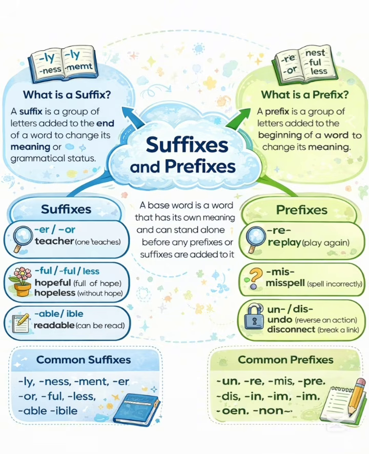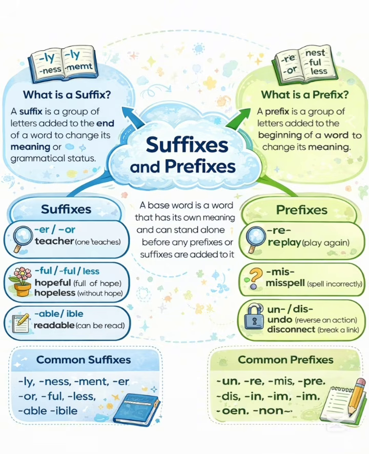Here's another example. The word spell means to write or say the letters of a word correctly. When we add mis, we get misspell, which means to spell incorrectly. We can also use un and dis. For example, do becomes undo, meaning to reverse an action, and connect becomes disconnect, meaning to break a connection.